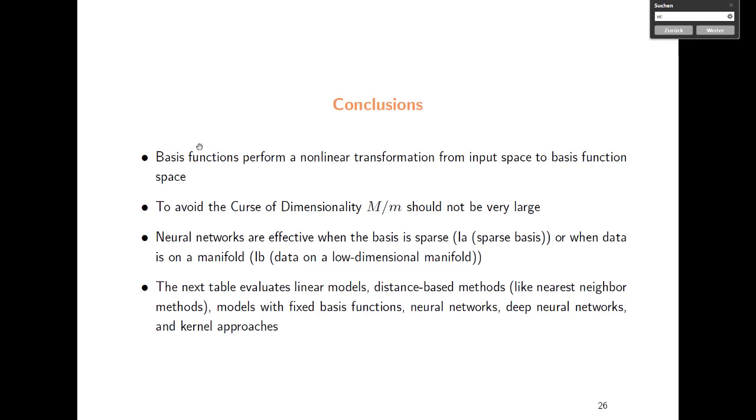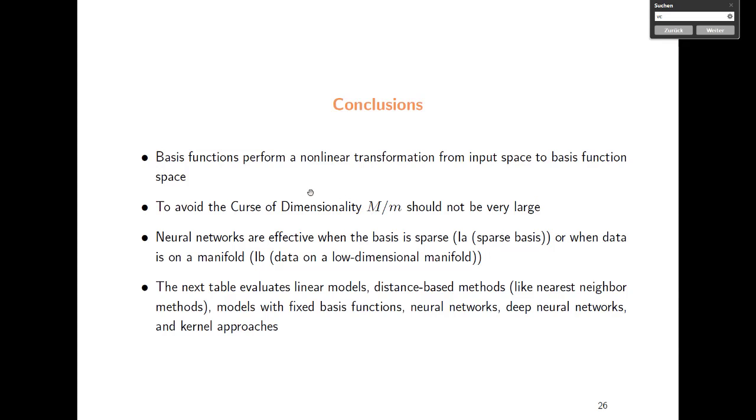So, in conclusion, basis functions perform a nonlinear transformation from input space to basis function space. To avoid the curse of dimensionality, this factor is important: the number of real dimensions divided by smoothness. So smoothness is good, makes life simple. Small dimensions are also good, makes life simple. Neural networks are effective when the basis is sparse. So this was our case 1a. Or when the data is on the manifold, 1b.